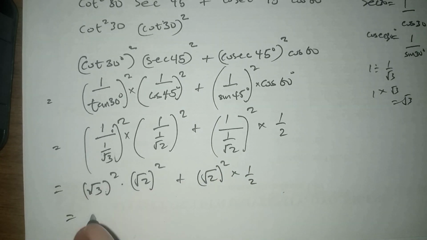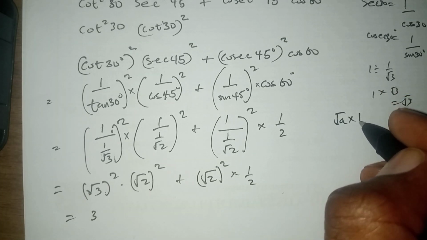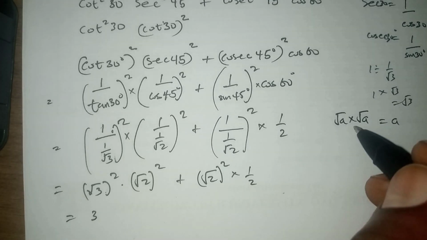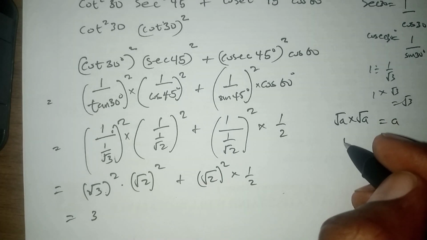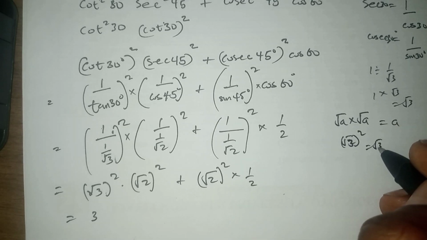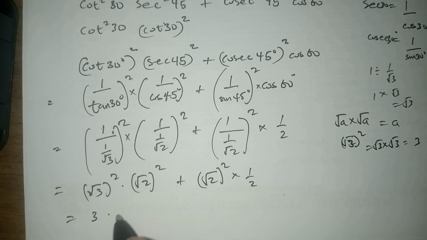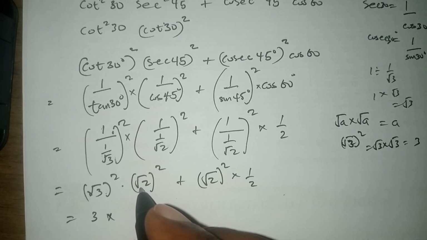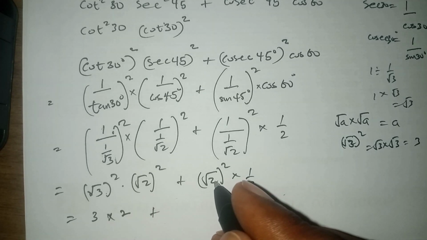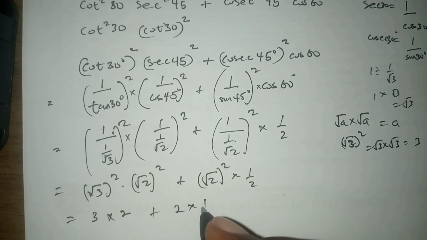Root 3 squared is 3, because if you remember, in surds, square root of a times square root of a is a. So root 3 squared means root 3 times root 3, which is 3. The same thing applies for 2 here. Root 2 times root 2 is 2. Then plus this one, the same thing: root 2 squared is 2, times 1 over 2.